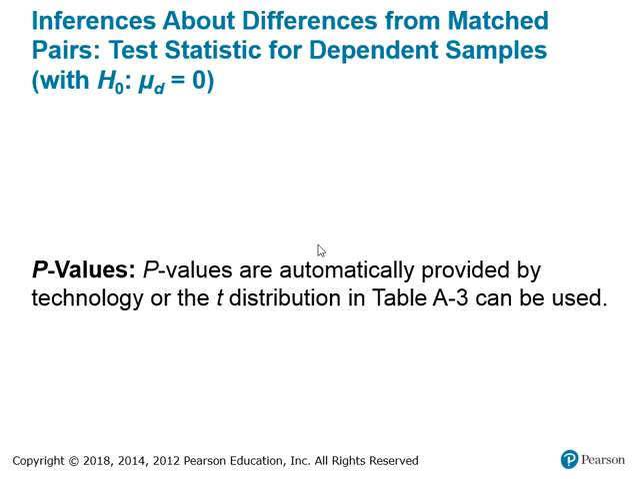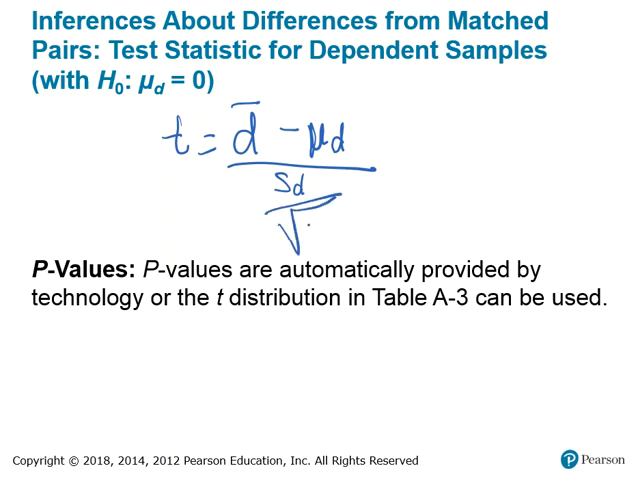Now we do have some formulas in case you wanted to do this by hand, though I would encourage technology to do this. So t, if you were doing it by hand, is d bar minus the mean of the difference divided by the standard deviation of the difference divided by the square root of n, for the central limit theorem. And then of course you would use the table to find the p-value.